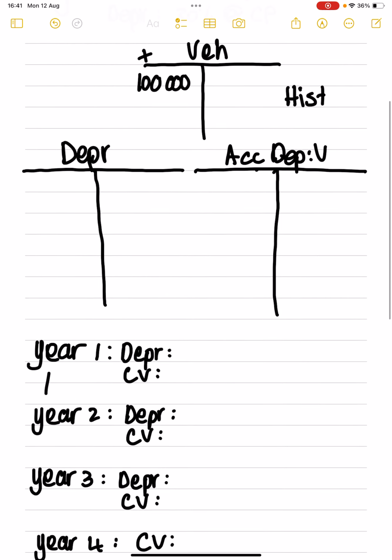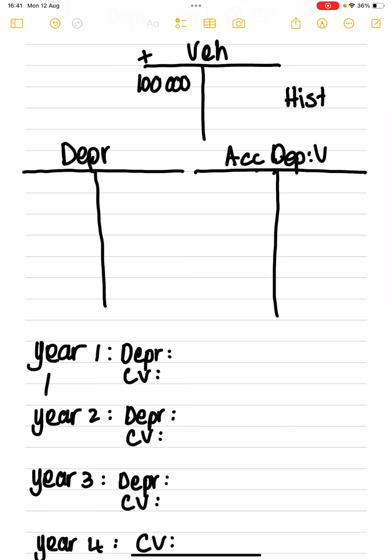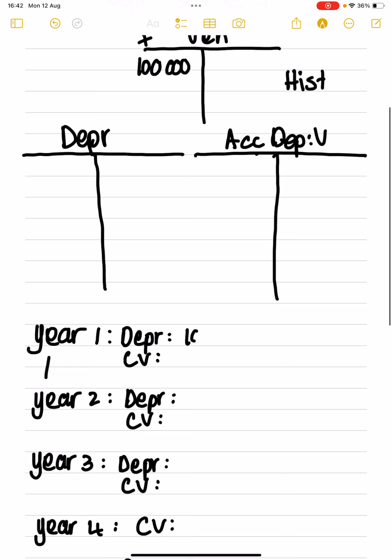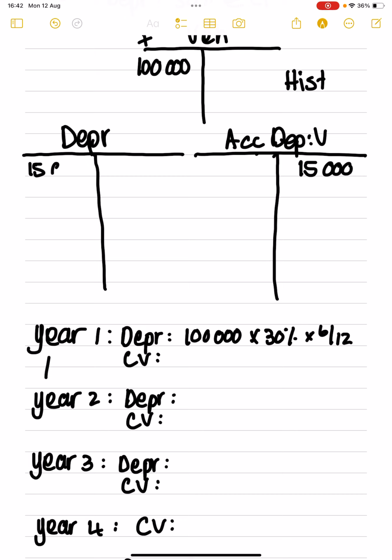Okay, so if we keep that in mind, the depreciation was 100,000 Rand at 30%, but in year one, I only owned it for half the year, so I can only depreciate it for half the year. So the depreciation, if you calculate it for this year, will be 15,000 Rand. So for year one, I'm going to credit accumulated depreciation with 15,000 and I'll debit my depreciation account with 15,000 Rand.